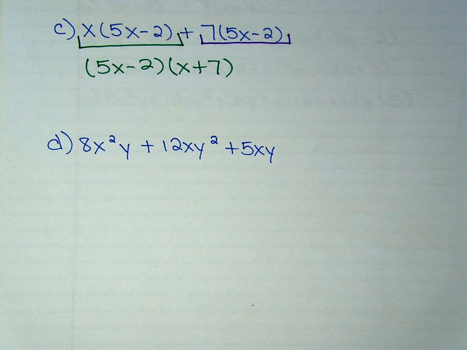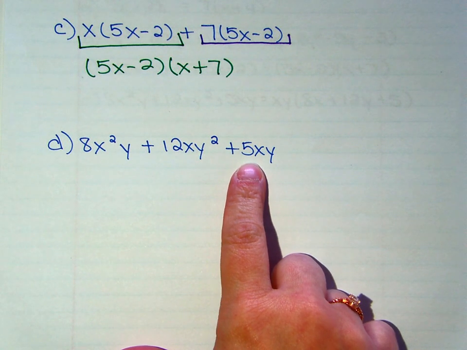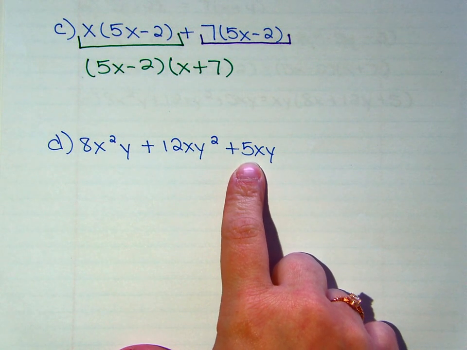Okay, so I have 8x squared y, 12x y squared, and a 5xy. So the first thing I'm going to look at is the numbers. 8, 12, and 5. What do these have in common? Huh? Nothing. 5's prime. 5 doesn't go into 12 or 8. So nothing goes into all 3 of these. Yes, 4 would go into 8 and 12, but that doesn't go into 5. And so when we're looking for common factors, it has to work for everything or it doesn't work for any of them. So there actually is no numerical common factor.